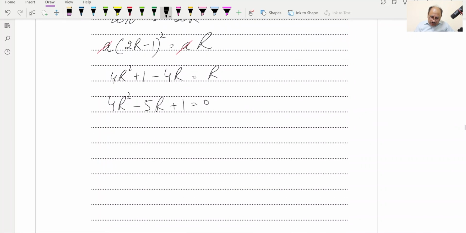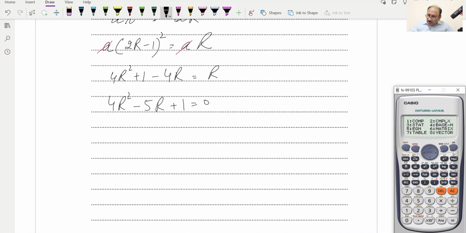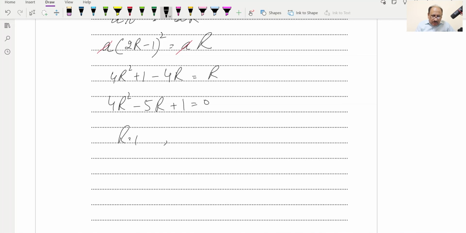Now we can solve this quadratic equation. The coefficient of R squared is 4, the coefficient of R is minus 5 and the constant is 1, so R will be equal to 1 and R will be equal to 1 by 4. Or you can write it as R minus 1 and 4R minus 1 is equal to 0. And R equal to 1, we don't want the common ratio to be 1. So this is gone, and this will be our value.